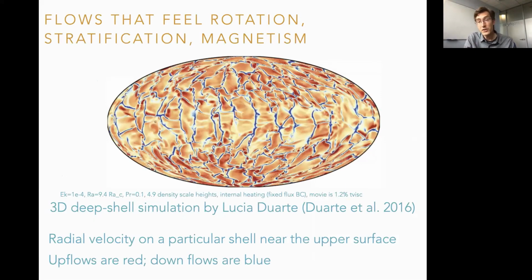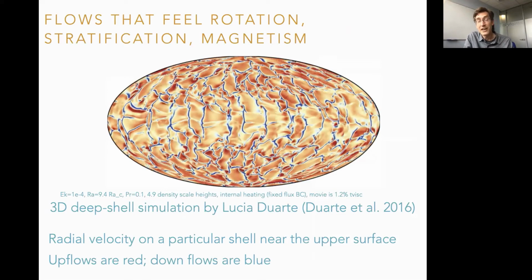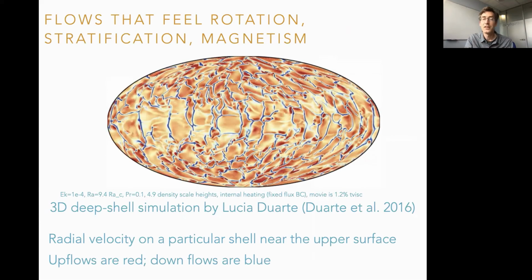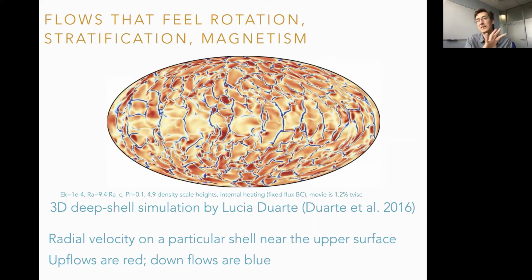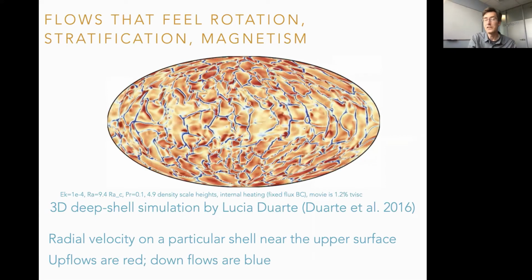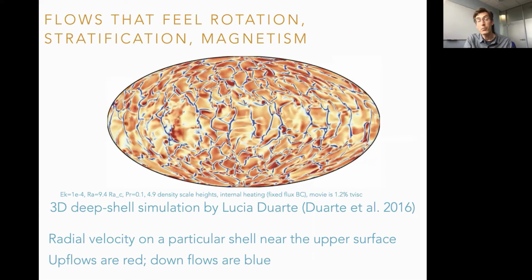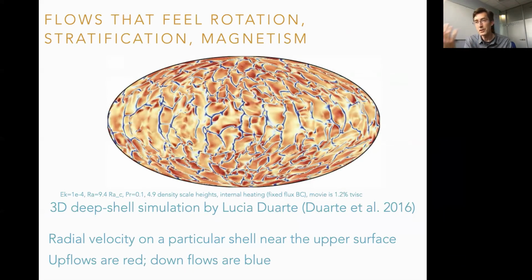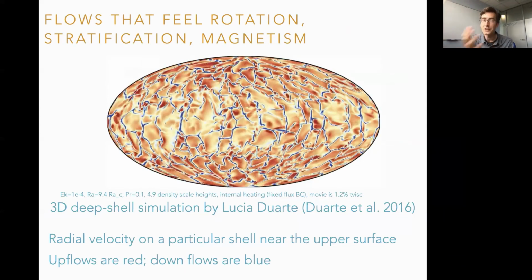Right, so just to give you a sense of what these kinds of flows look like, I'm running out of time here, so I don't have time to talk too much about these things, but this is an example of the kinds of simulations you can do today. This is radial velocity on a particular spherical surface in a model of a deep shell of convection. The upflows are red and the downflows are blue, and you can model these things with rotation and stratification and magnetism, and just ask how those things interact.